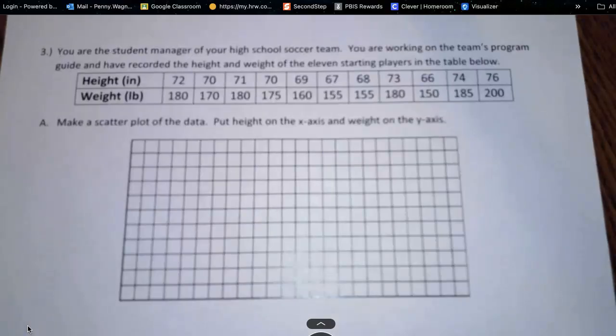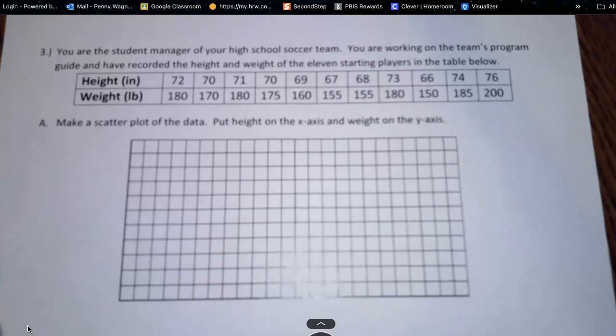So we're going to go to the next page, to number 3. It says you are a student manager of your high school soccer team. You are working on the team's program guide and have recorded the height and weight of the 11 starting players in the table below. And so this one's going to have much larger numbers. So we're going to be skip counting by how we lay out our graph. And it looks like our smallest number is going to be 66, and our largest number is going to be 76 for my x values.